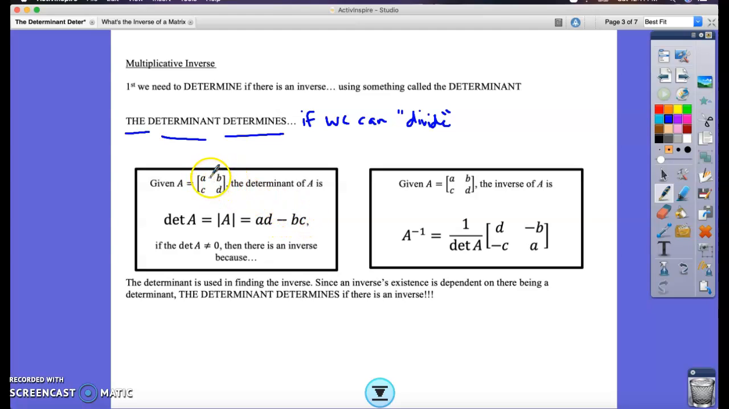A and D are your first diagonal pair. B and C are your other diagonal. So the determinant determines, I'm going to keep using D's. The determinant is actually the difference of the diagonals. So the determinant is the difference, and difference just means subtracting, of the diagonals.